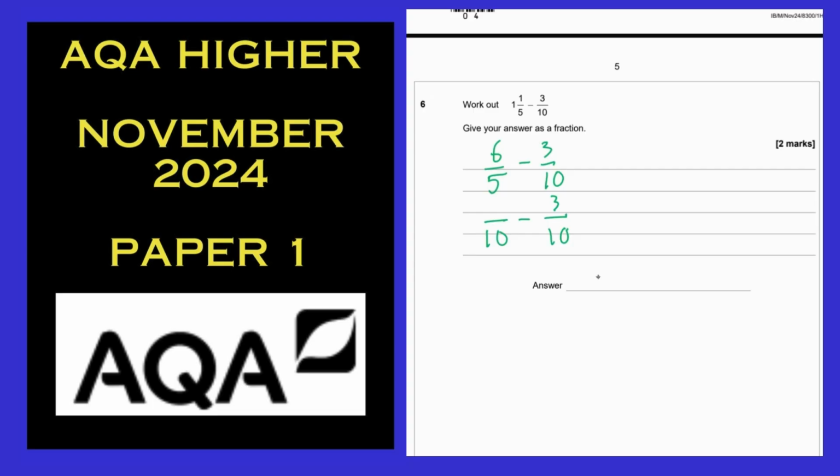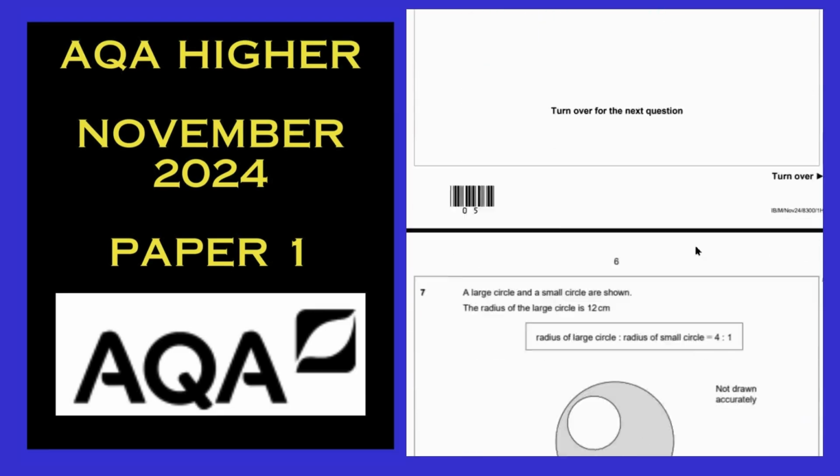Left-hand fraction, doubling the bottom also means doubling the top. By picking the lowest common multiple, you're more likely to have one that doesn't cancel down. So here we go, 12 take away 3 is 9 over 10, and yet it does not cancel down.